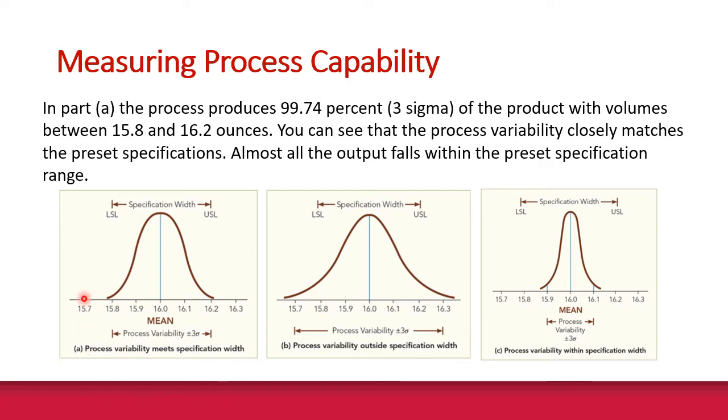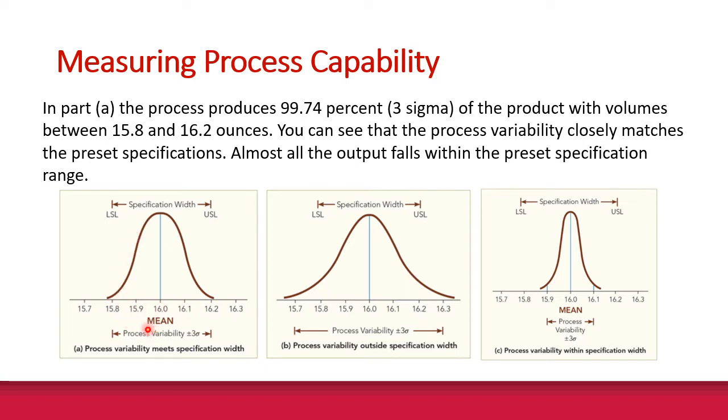So let's look at part A first. In part A, we notice that the top of the chart has the lower specification limit and the upper specification limit. Those are 15.8 and 16.2 ounces. That's where we'd like our product manufactured. The bottom chart shows a histogram of our actual production process. You can see there's obviously natural variation that we talked about. Not every can is going to be exactly 16 ounces. Some are going to be a little bit less, some are going to be a little bit more.